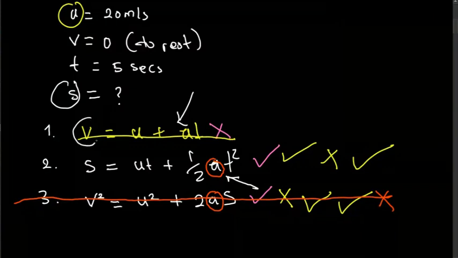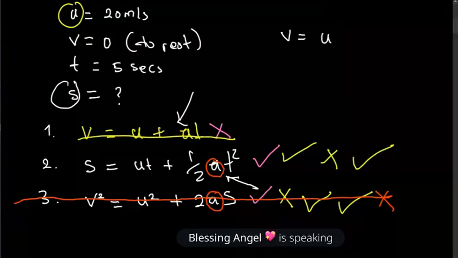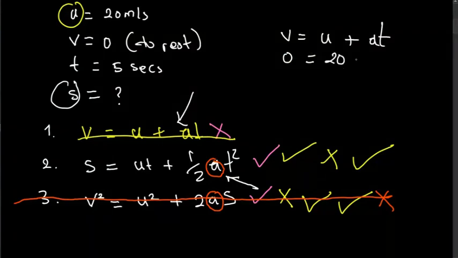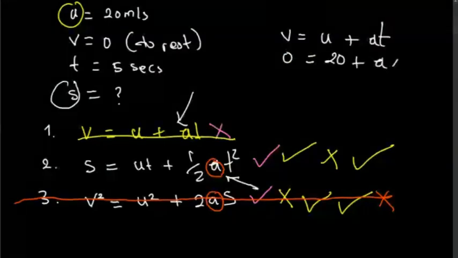Final velocity, we have. Initial velocity, we have. And we have time. Is that understood? Are you guys with me? Yes, sir. So v equals u plus at. Let's first find acceleration. Our v is 0. Our u is 20, plus acceleration times time. What is time? 5 seconds. So times 5.